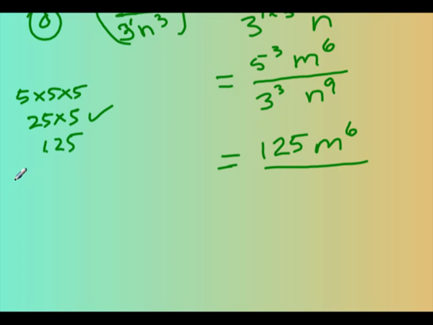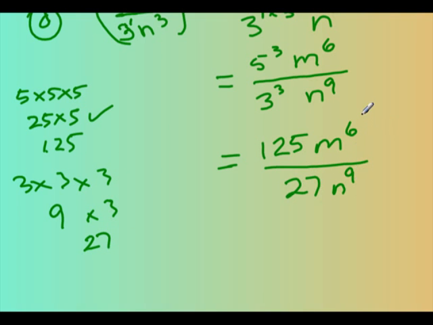And 3 times 3 times 3: 3 threes is 9, multiplied by 3, and 9 threes is 27. Again, you should know that as well. Those are very popular, 5 to the third power and 3 to the third power, so you should know those. Okay, so our solution is 125 m to the 6 divided by 27 n to the 9th power.